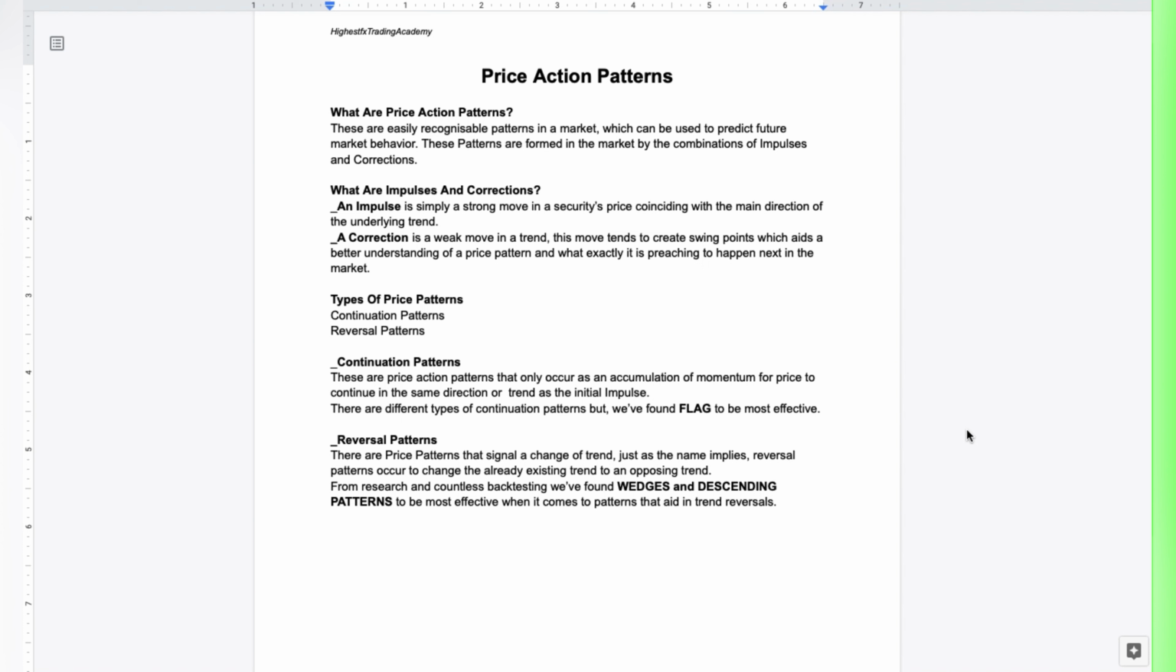It says these moves tend to create swing points, which aid a better understanding of price patterns and what exactly is about to happen next in the market. Like I said, in the definition we said easily recognizable patterns in the market that help predict future behavior, right? So it is in the correction that you get to understand the future. The impulse is for you to combine it, so that you can understand what pattern it's really being called and what is next to happen. But the correction is where the main predictions happen. It's where the main information lies, inside of the pattern you draw, because your patterns are drawn on corrections. I'm sure you guys know that already.